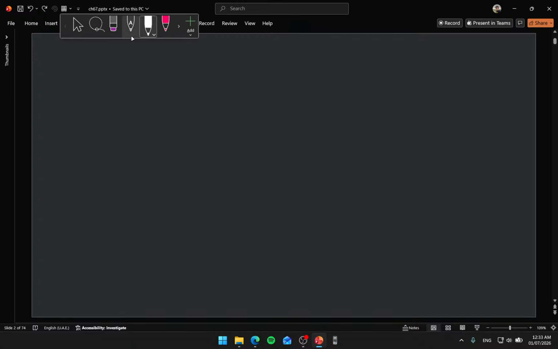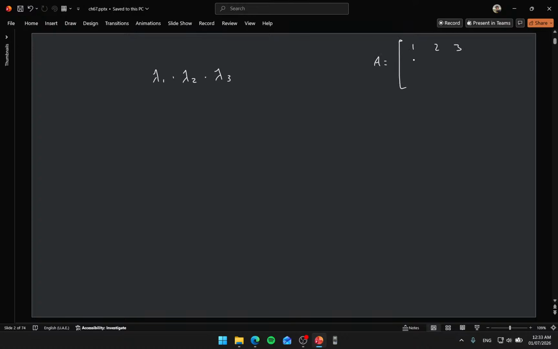We have some properties for eigenvalues. Let's say we have a matrix A. Let's keep it 2 by 2: 1, 2, 3, 4. Let's say we got the eigenvalues for this matrix, lambda 1 and lambda 2. So the first one is, if we multiply the eigenvalues, like we do lambda 1 times lambda 2, this will give me the determinant of matrix A.